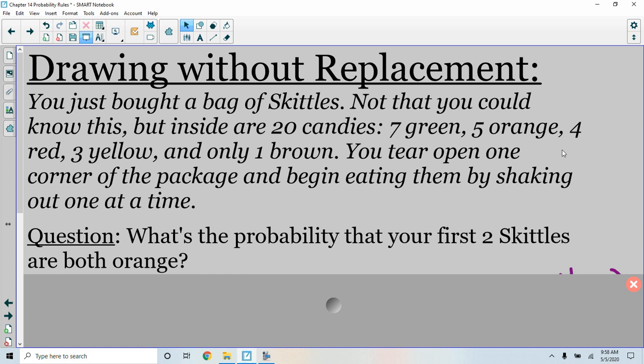So the first time we draw one of the candies out, we have a 5 out of 20 chance of getting an orange candy. But once that orange candy is gone, we've eaten it, it's not in the bag, there's one less candy and there's one less orange candy. And so therefore the probability of an orange candy coming up next is going to change.